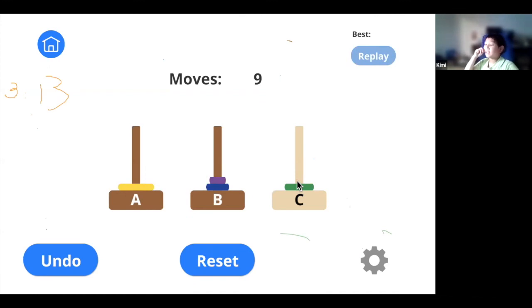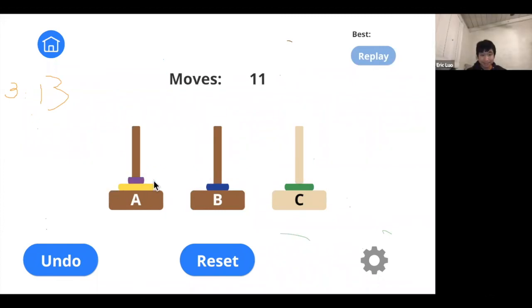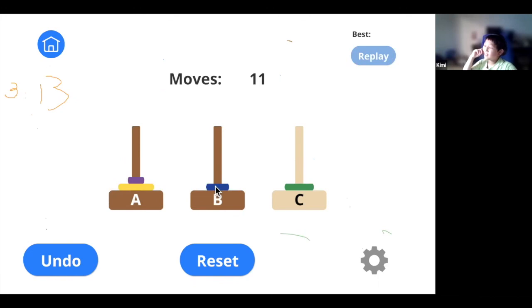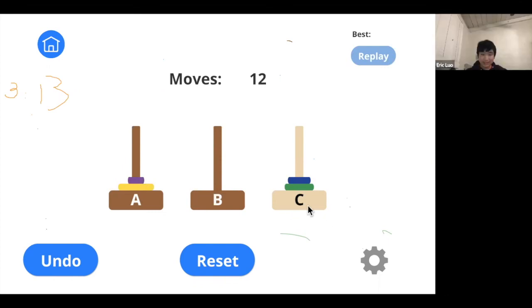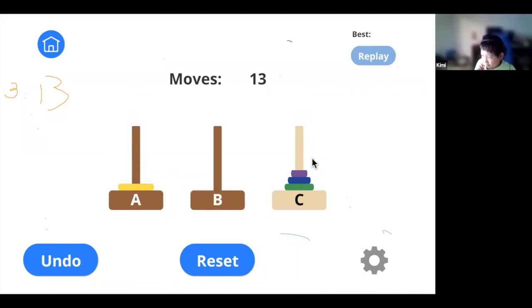Purple to A. Oh wait, so yeah, purple to C and then C, A. A. And then B to C and yeah, B to C. Purple to A. Wait, yeah, purple to C. And then to B. And then blue to A. C to C. B to C.